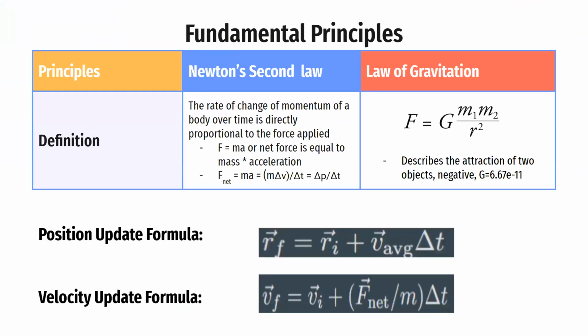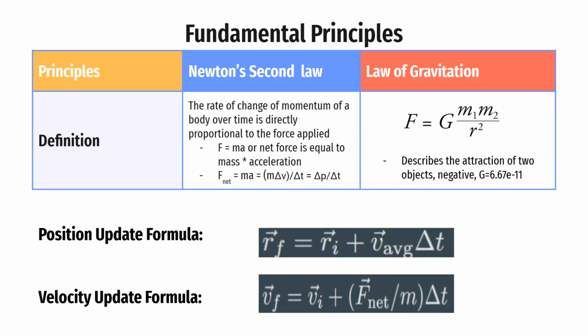So Newton's second law basically says an object that is in motion or at rest will stay in that state of motion unless acted on by an external force. And this is the way of saying the rate of change of momentum of a body over time is directly proportional to the force applied to that object. This is also known as the momentum principle.